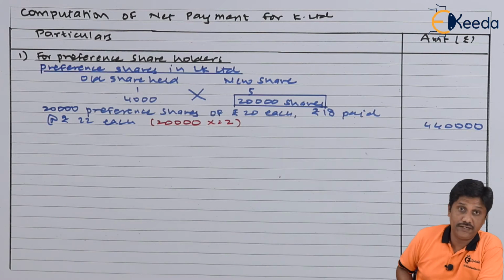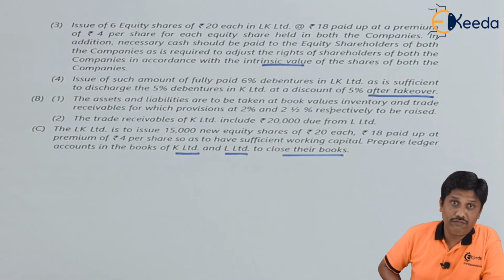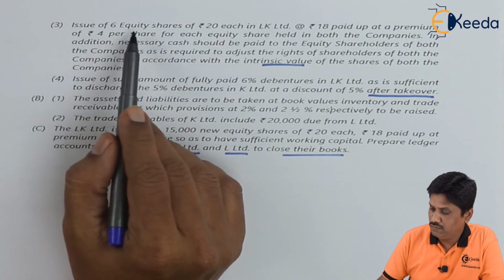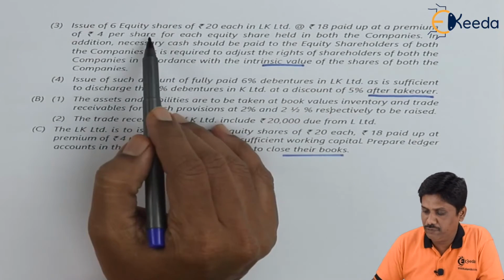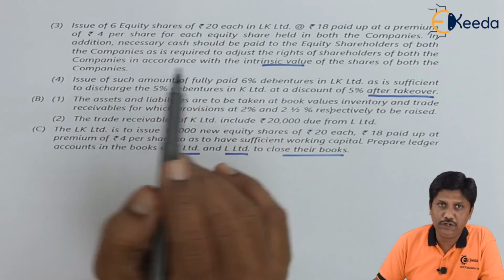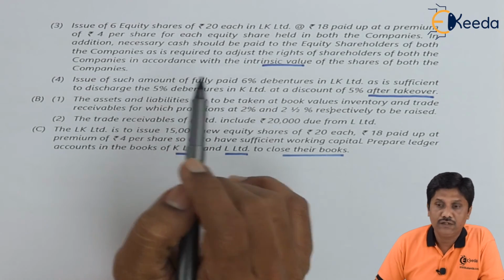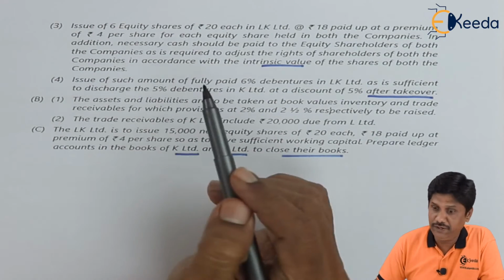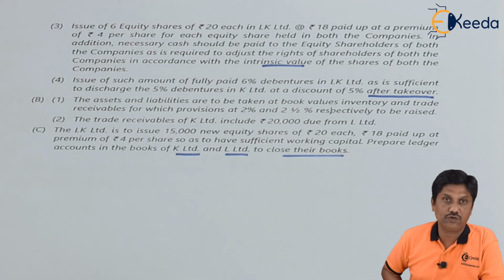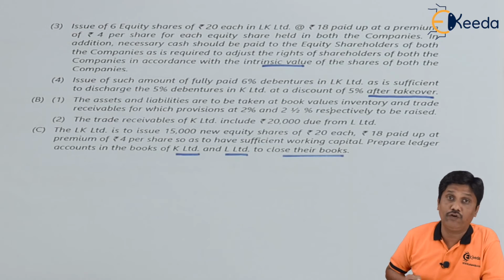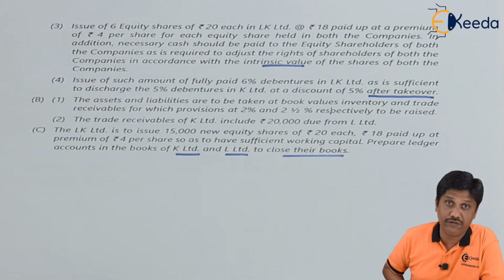Let us see next. Next PC is for your equity shareholders. In respect of equity shares, you can notice: issue of 6 equity shares of 20 each in LK Limited, 18 paid up at a premium of rupees 4 per share. So again your paid up value of the equity share will be 18 and the issue price will be 22, for each equity share held in both of the companies. Once again same kind of equation, but now for 1 old share you will get 6 new equity shares.